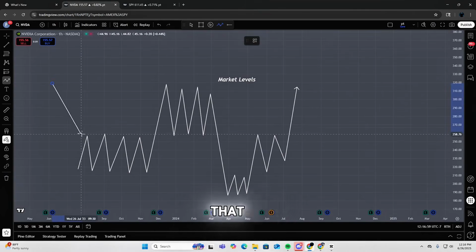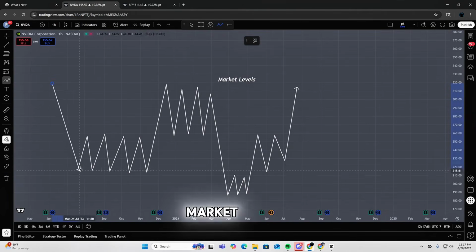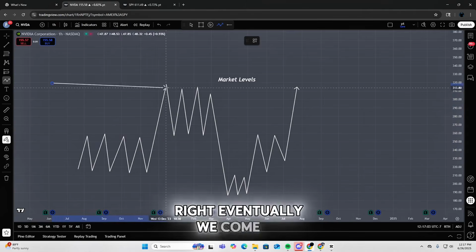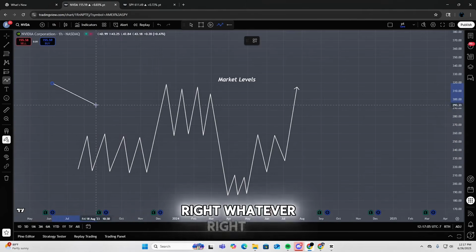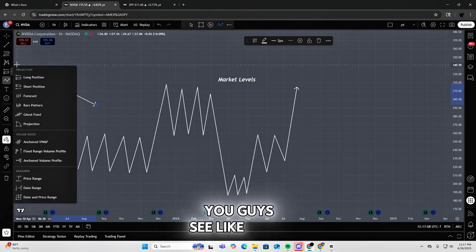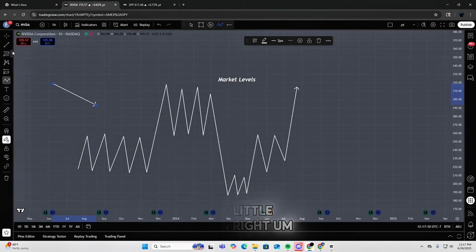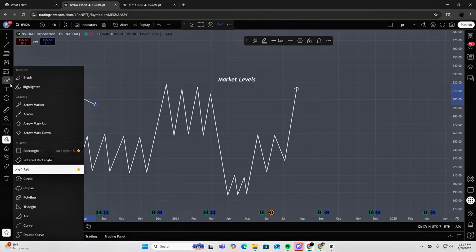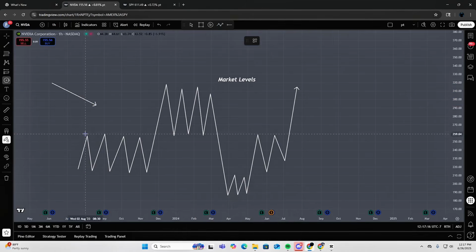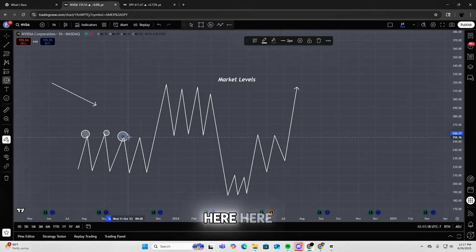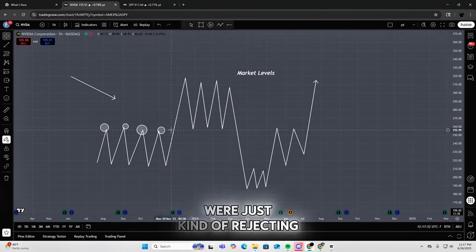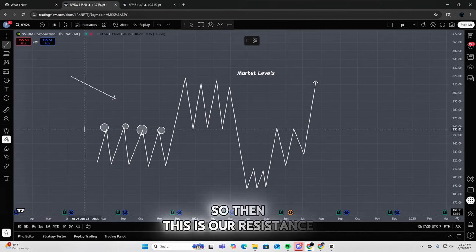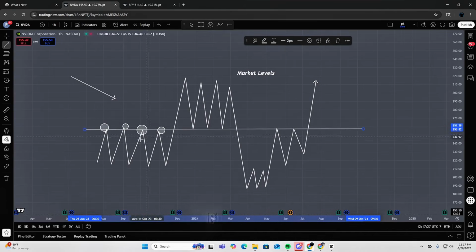So right here we see the market moving up, market moving down, right? Eventually we come up and then come down, right? You guys see these little points, right here, here, here, here, right? So for a while we were just kind of rejecting off this area, right? So then this is our resistance, right?